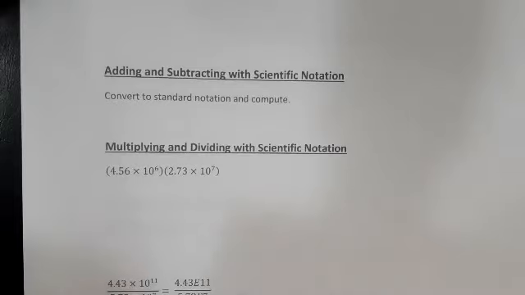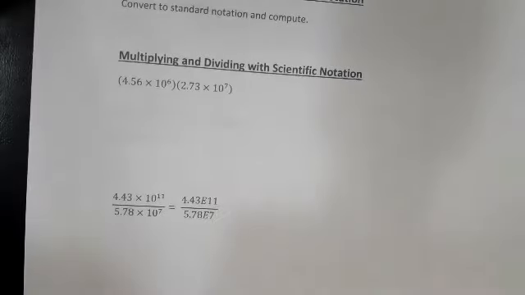So if you want to add and subtract in scientific notation, there's not really an easy way or shortcut to do that. So you just have to convert back to the standard notation and compute it. But if we are multiplying and dividing in scientific notation, there are some shortcuts we can take to keep it in scientific notation.